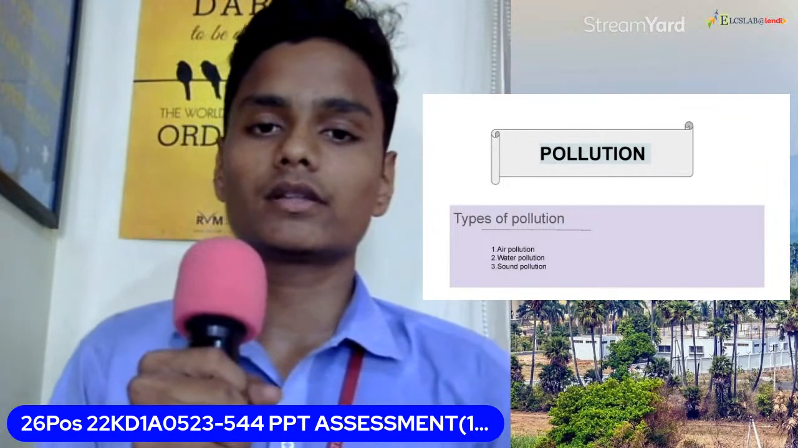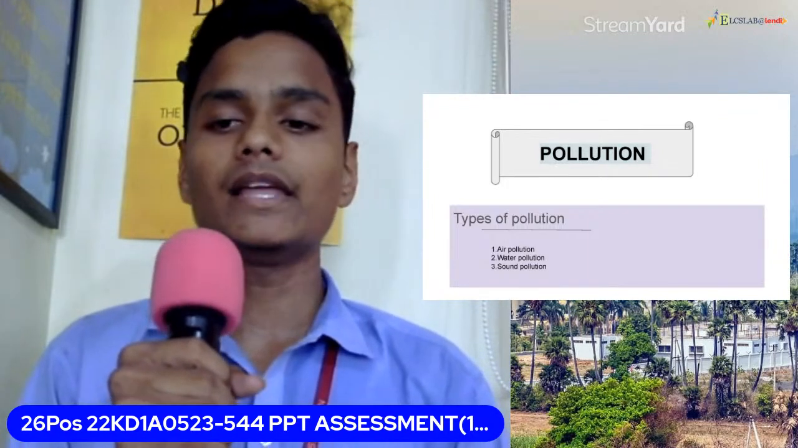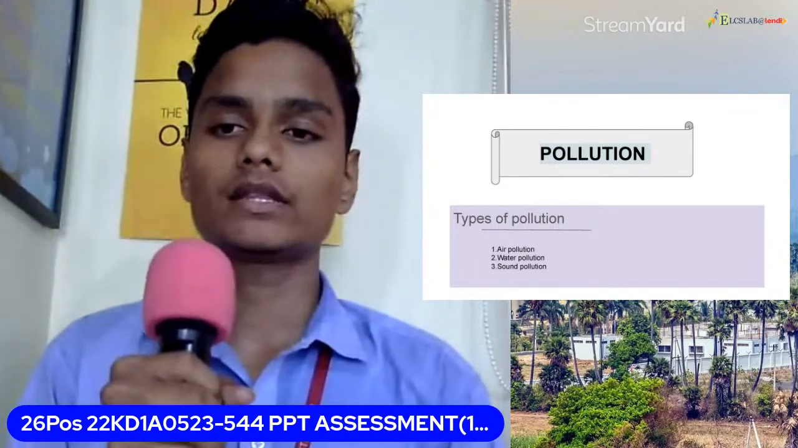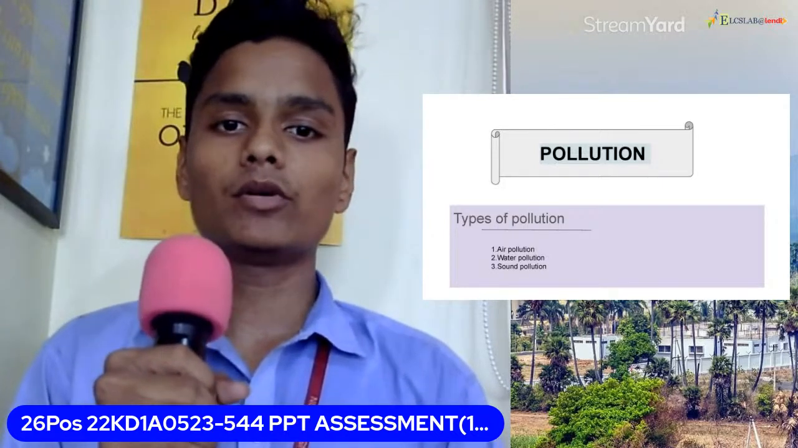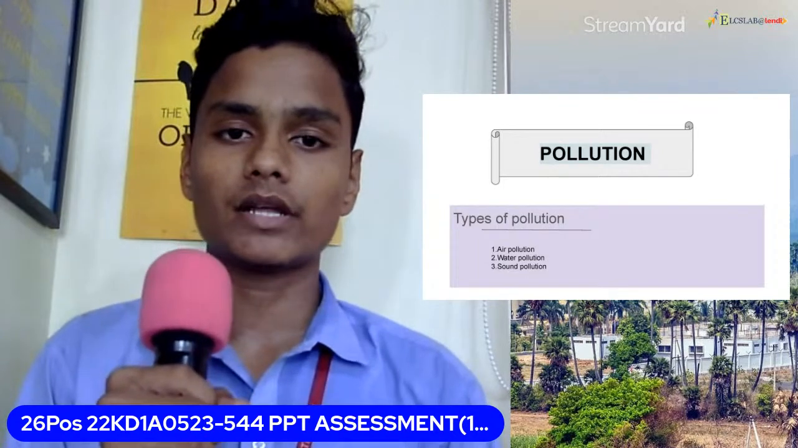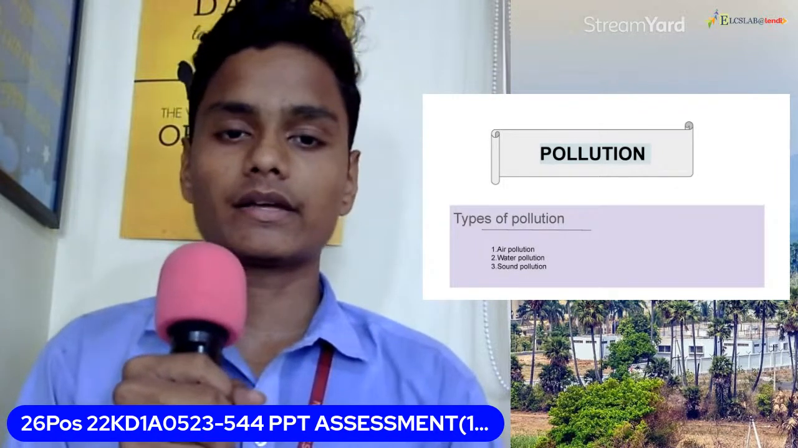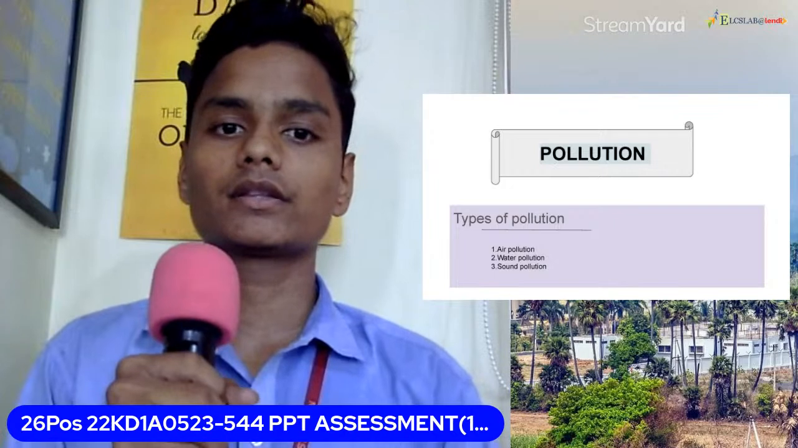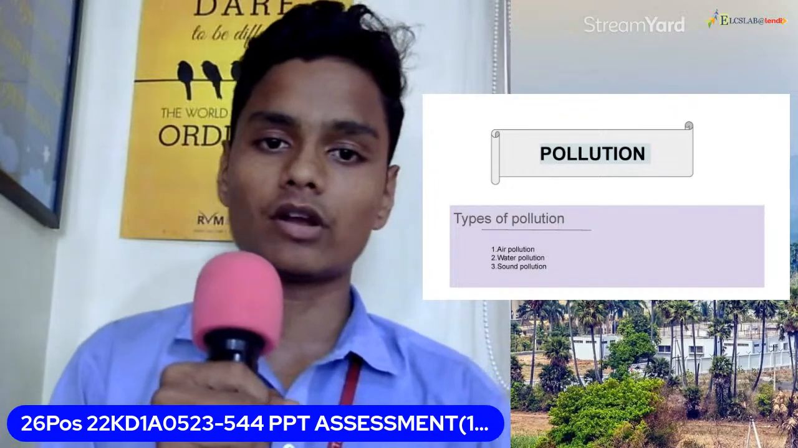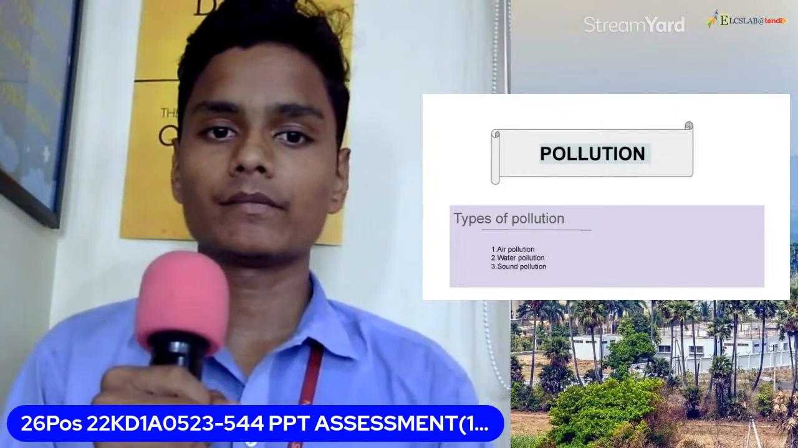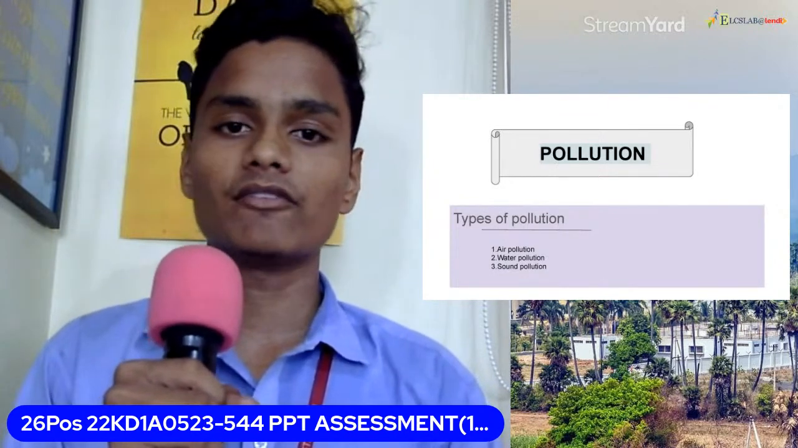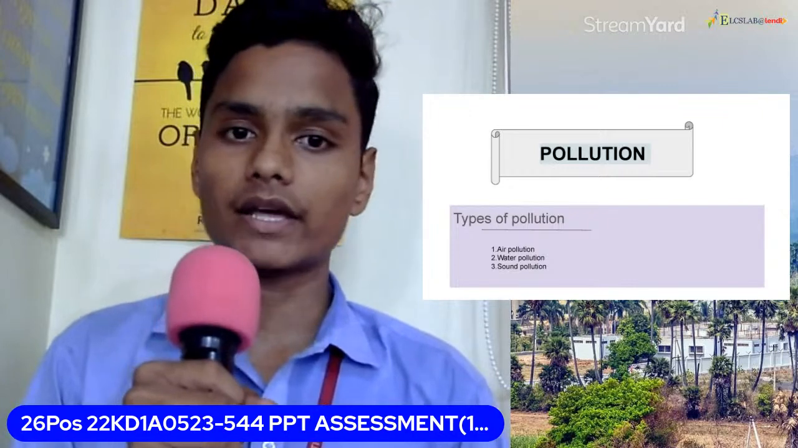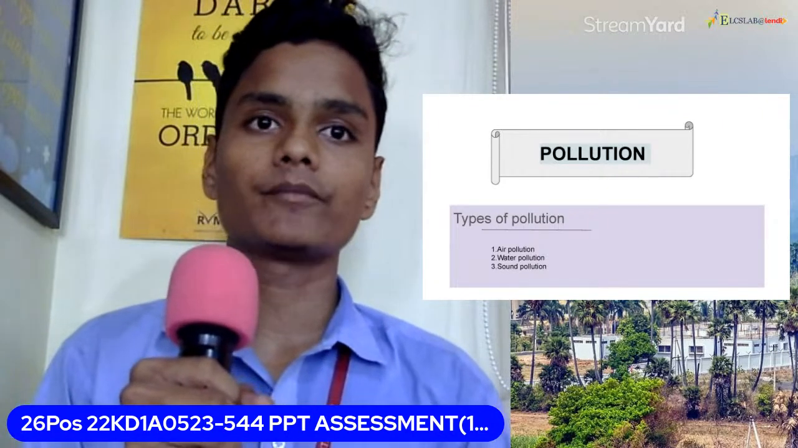So I have chosen this topic. Mainly, pollution is of three types: air pollution, water pollution, and sound pollution. Air pollution means any unwanted substances and chemicals released into the air that cause damage to the environment. The main causes of air pollution are vehicles and volcanic eruptions.